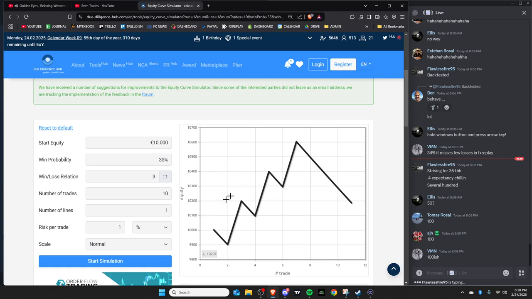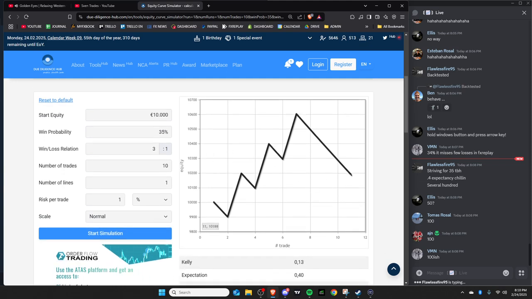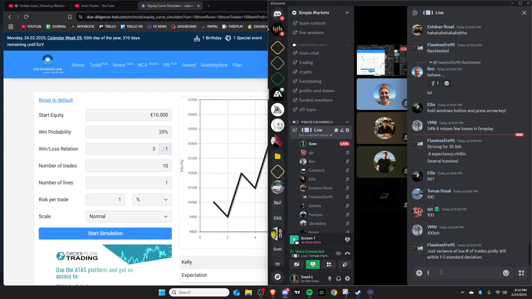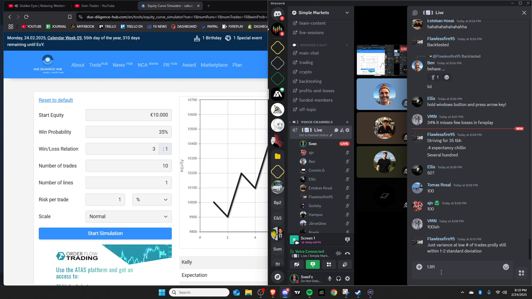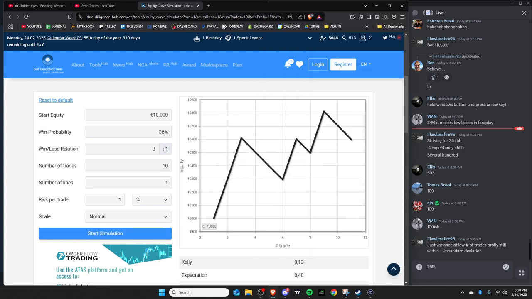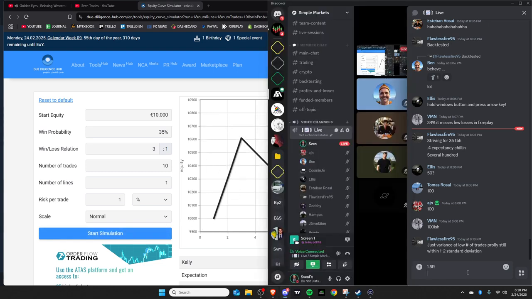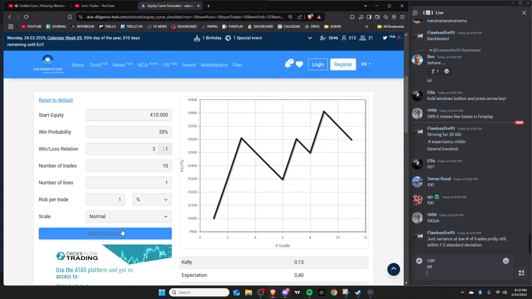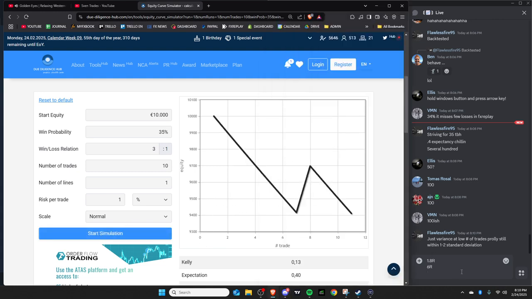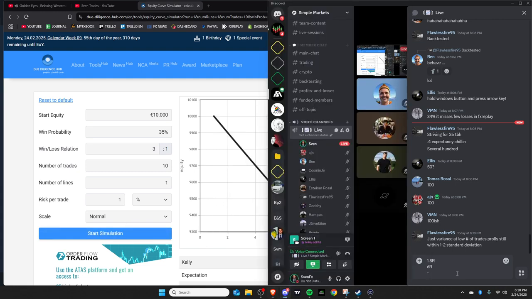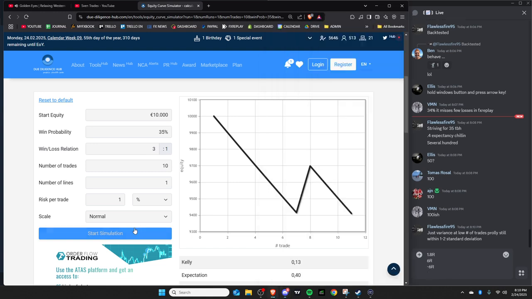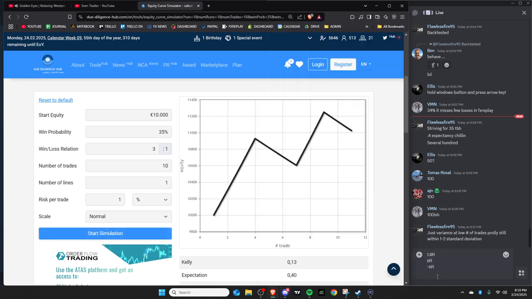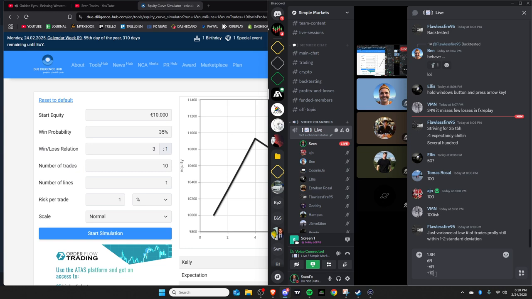So the first simulation, we end up with, let's say, around a 1.8 R. The second one is around 6 R. The third one is -5. Is that -6 R? And the fifth one is around +10 R.